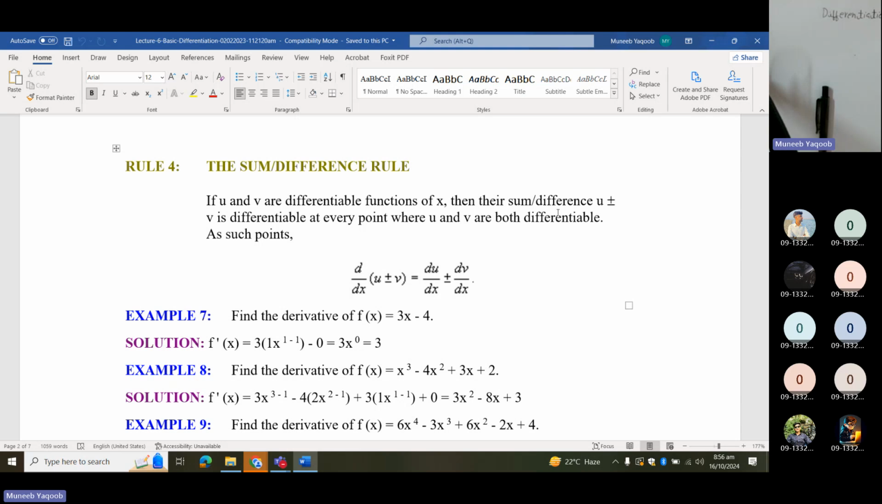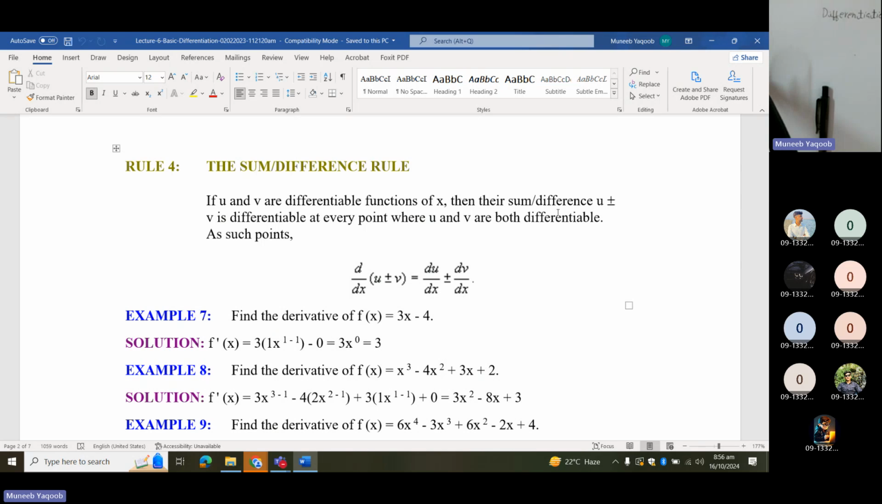Okay, so if we are to calculate the derivative of a function or a polynomial containing two or more than two terms, then we will first calculate the derivative of the individual terms, and then we will add or subtract the derivatives, whatever the case will be.